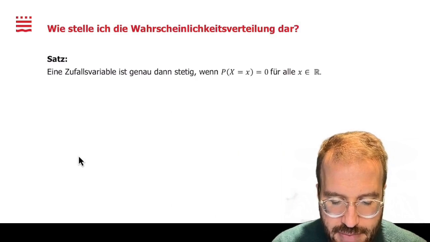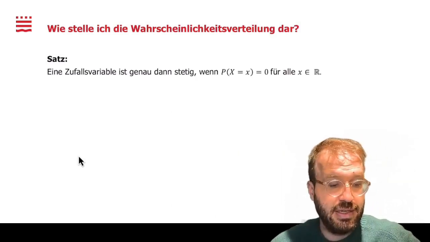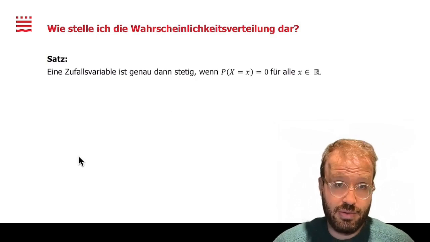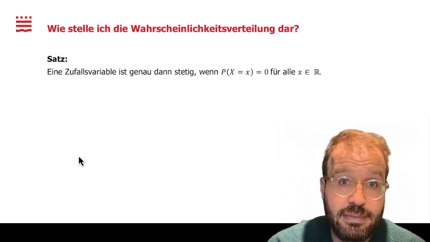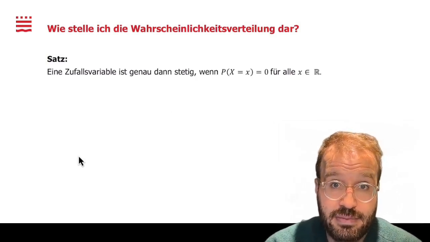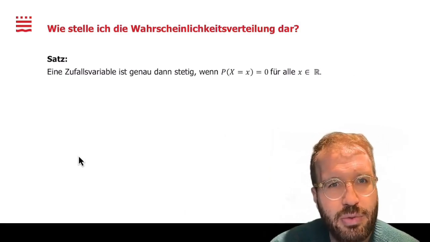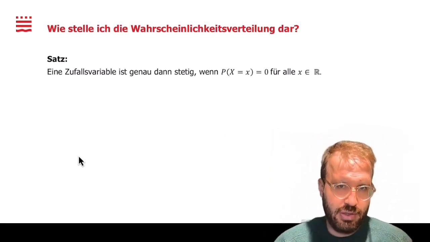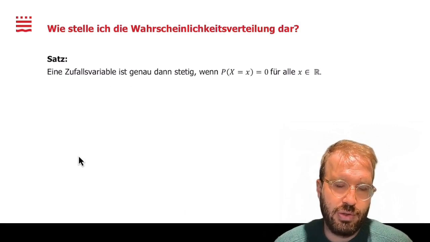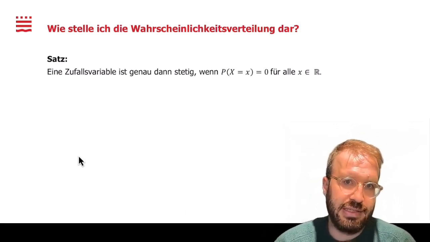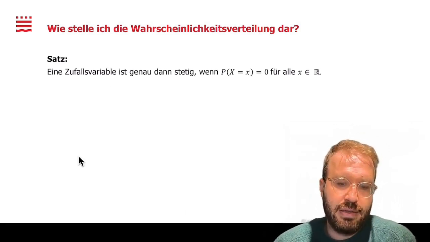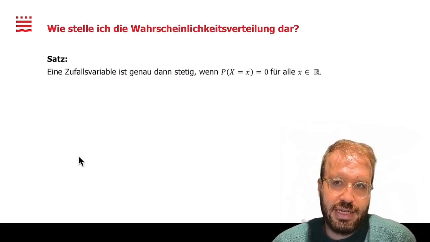Now let's take a look at how we can examine such a probability distribution. We cannot assign probabilities to each value individually, because we have infinitely many values and cannot specify them anymore. We also cannot list the p_i's. This means we need a different concept.